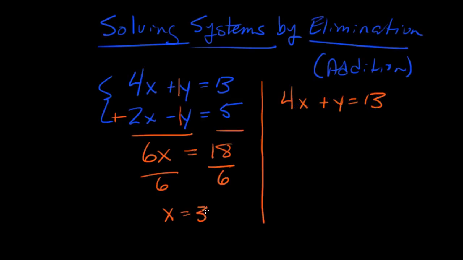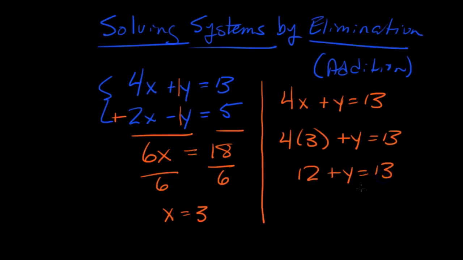And I'm going to substitute what I know for x into the equation. So I know that x is equal to 3, so I'll put 3 for x. So I get 4 times 3, that's 12. And then I can solve for y by subtracting 12 from both sides, and I get y is equal to 1. So the solution to this system is the ordered pair 3, 1.